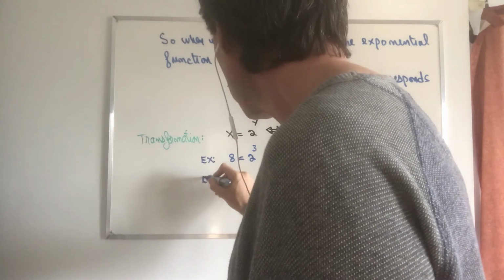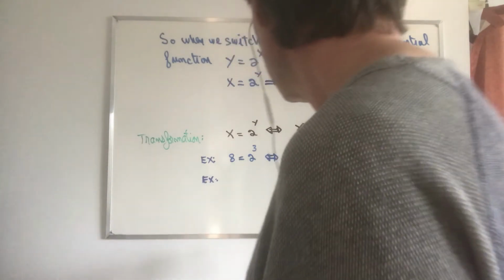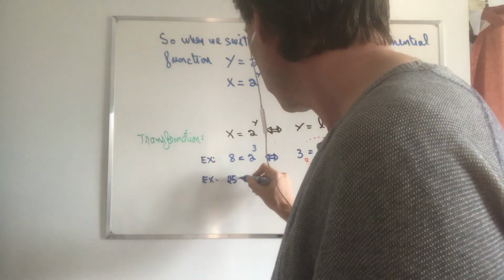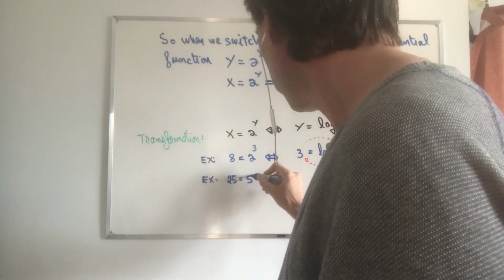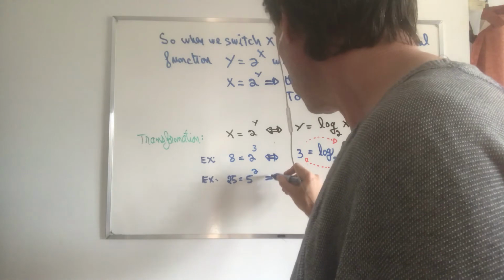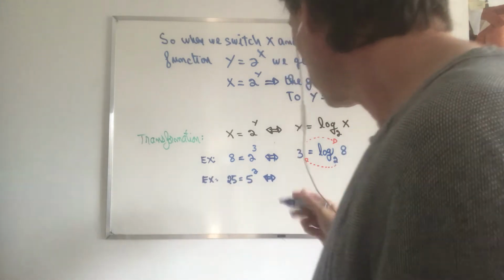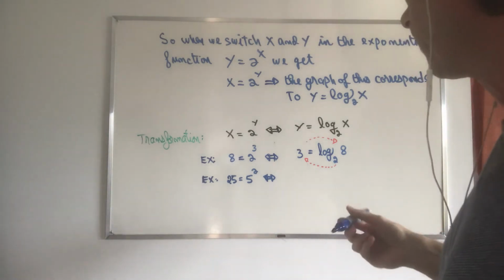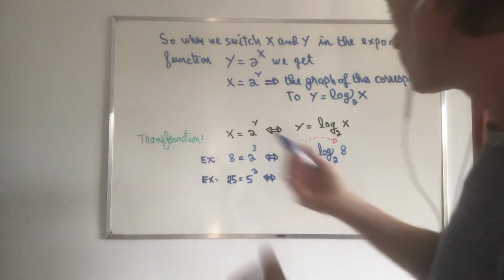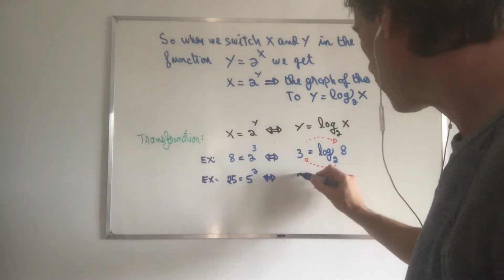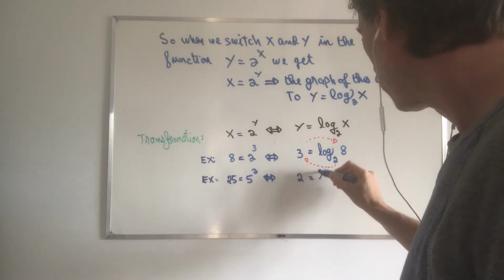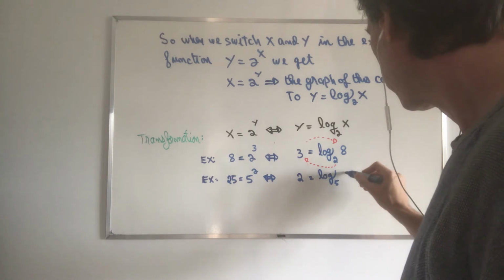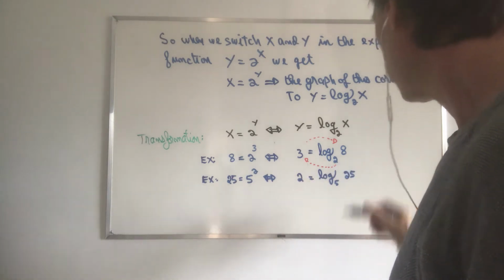Similarly, what could we get here? What about something like 25 is equal to 5 squared? Would you be able to change this into a log? Not very difficult, yes? What do we say? We shall say that 2 is equal to the log base 5 of 25.